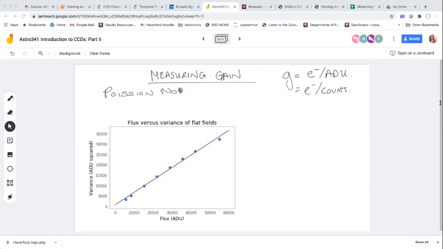If you have n events happening in Poisson statistics, the standard deviation on that is the square root of n. So if you count 9 electrons, the electron counting noise would be 3. So we have our two flat fields that should be identical.